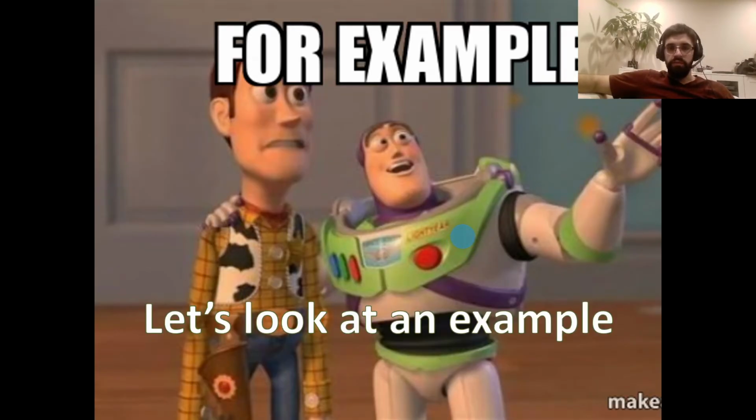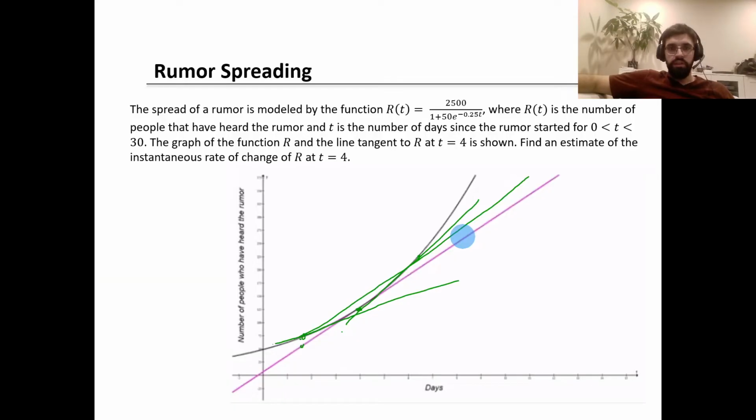So let's look at a couple examples like we'll see on a question for a quiz. The spread of a rumor is modeled by the function r of t equals this right here. So r of t is the number of people that have heard the rumor, and t is the number of days since the rumor has started. t goes from 0 to 30, so that means we're looking at 30 days. R of t is how many people have heard the rumor. So we'll look at this curve right here.